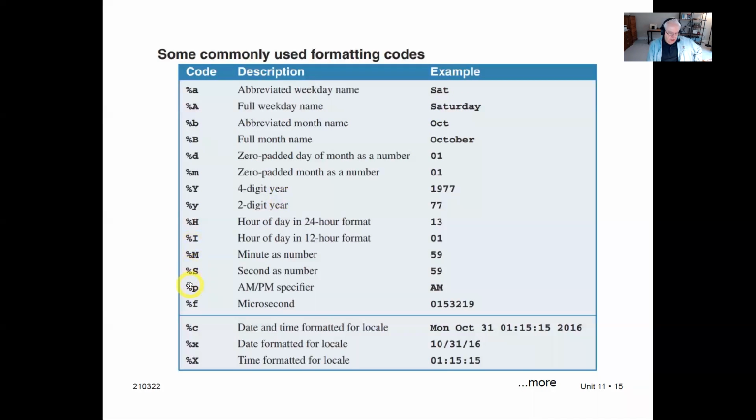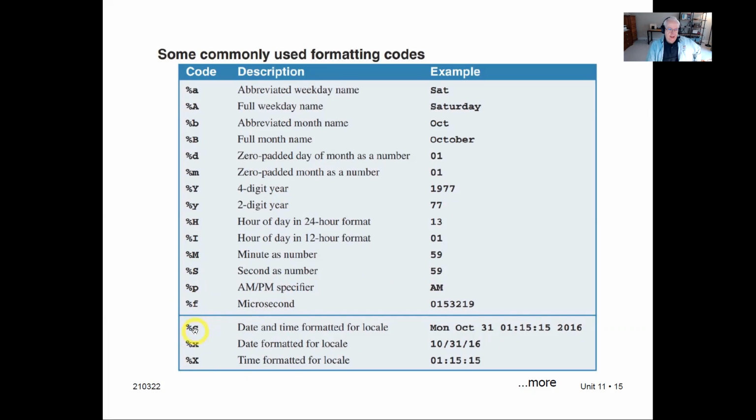And another one that's interesting, and a student asked me about this yesterday, percent lowercase p is our AM PM specifier. So that is a way to convert a time or format a time as AM or PM, which kind of gets that to a familiar place. Also, we have a code for microseconds, %f. If we want microseconds in our string or in our object for that matter, going in that direction, %f will do that. Now, below this blue line here are 3 that they want us to pay special attention to.